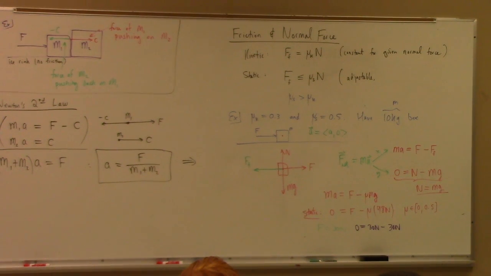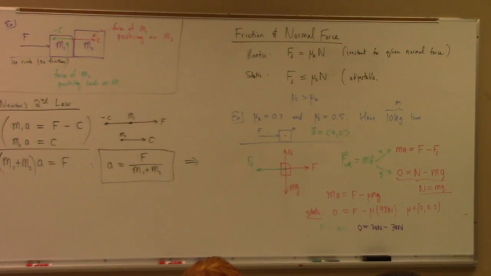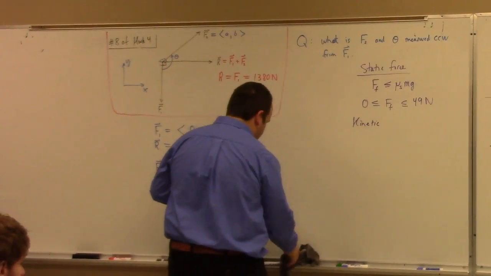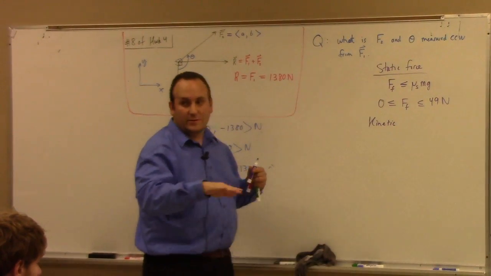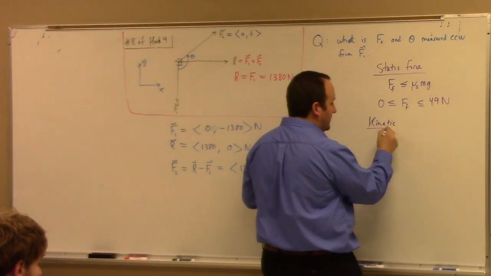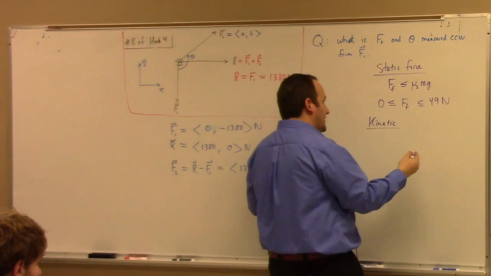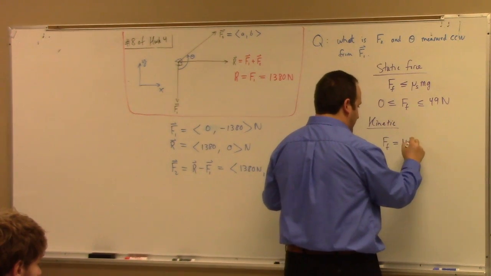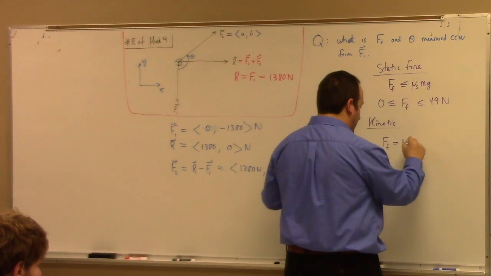What's that? Yeah, it's just constant, right? The static friction is adjustable. It adjusts to whatever it needs to be to keep it in static equilibrium, up to the maximum amount it can, as governed by the coefficient mu sub s. The kinetic case, it's just the coefficient times the normal force in this particular example.